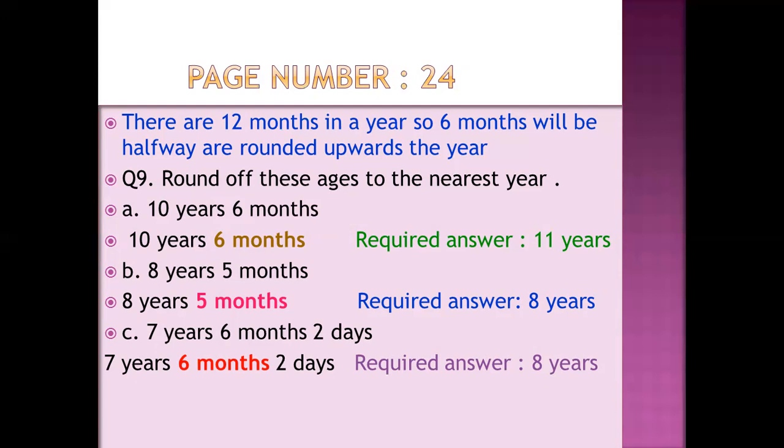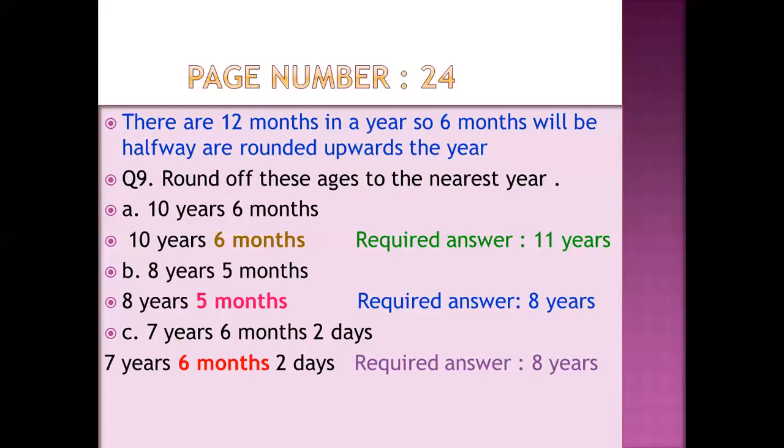The first one is 10 years and 6 months. 6 months is given and this is halfway. So it means that after rounding off the years, it falls in 11. So 10 years and 6 months fall in 11 years. B part, 8 years and 5 months. 5 is less than 6. It means the year will be 8 years. Required answer will be 8 years.